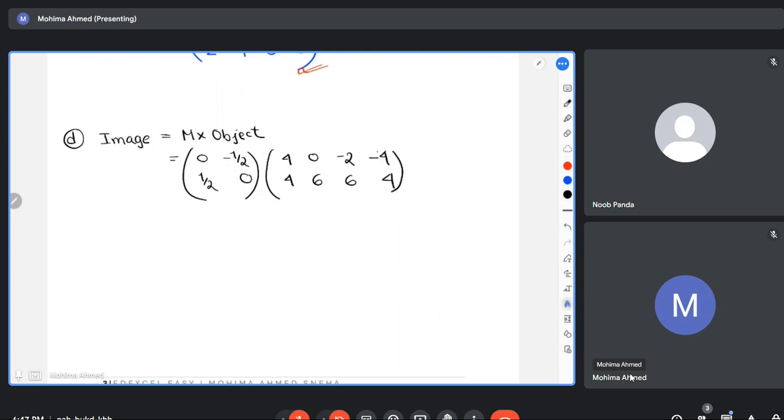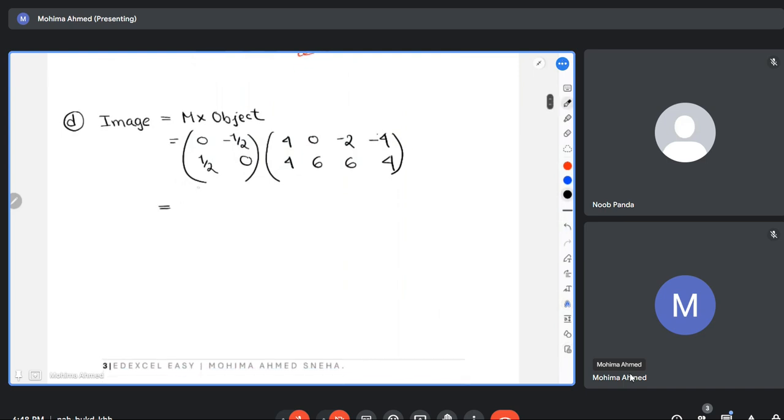Always remember that this is actually a 2 into 2 matrix, and this is a 2 into 4 matrix because they have 4 rows, right? This is 2 into 2, 2 into 4. Always write the 2 into 2 matrix first and then the 2 into 4, because it's easier for you to do this multiplication. First row, first column, first row, second column, like that.